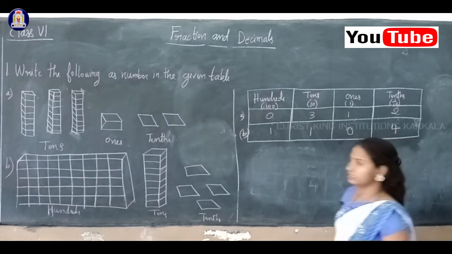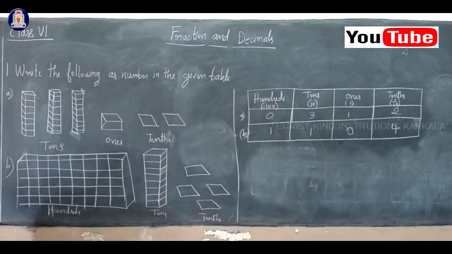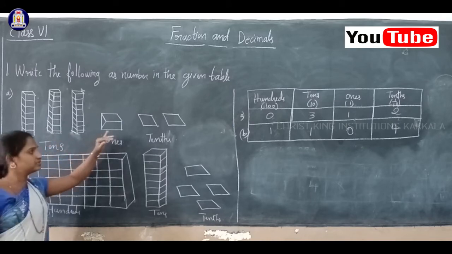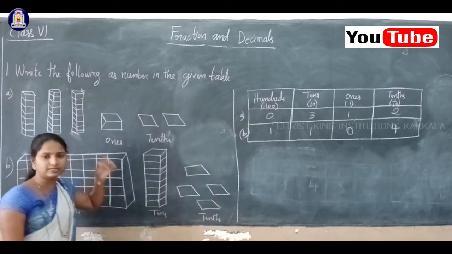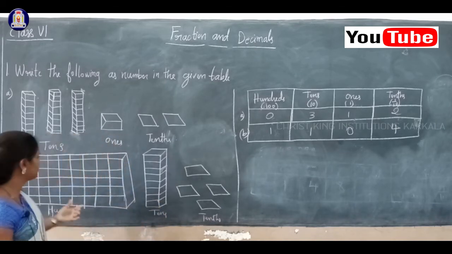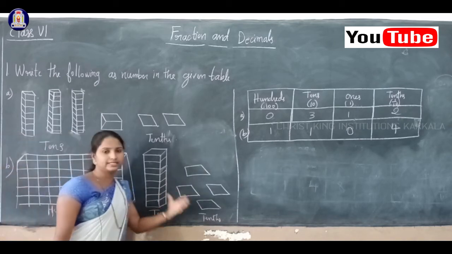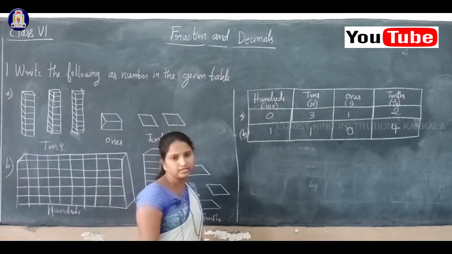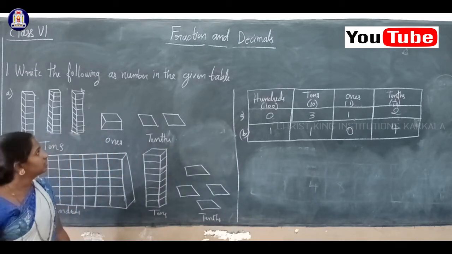You just have to represent how many tens are given, how many ones are given, and how many tenths are given. Just count the figures 1, 2, 3. This is the tens and ones, and this is the tenths, meaning 1 by 10. After the decimal point we get tenths, next hundredths, next thousandths. Like that. So here the hundreds only one figure, tens only one figure, and tenths 4 figures. There is no unit value. Clear? Yes.